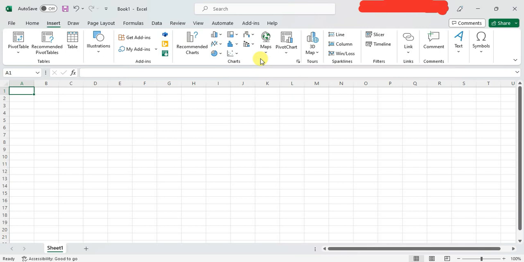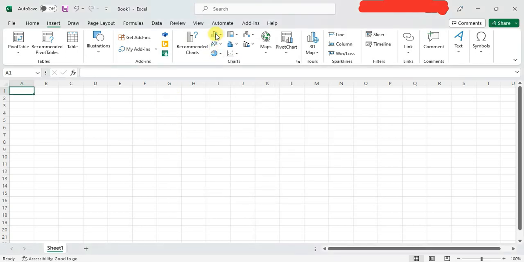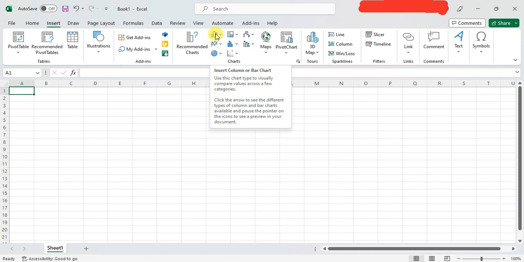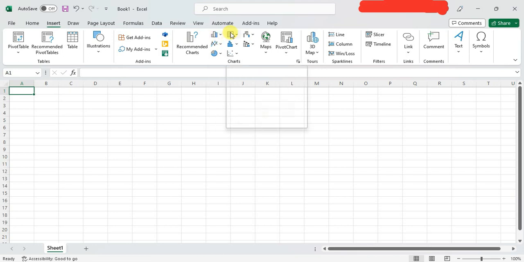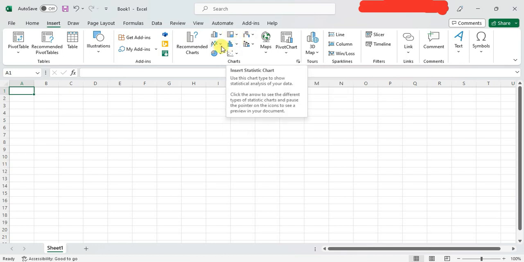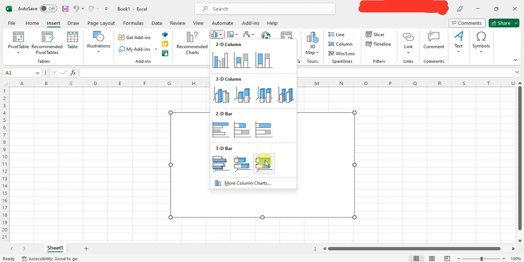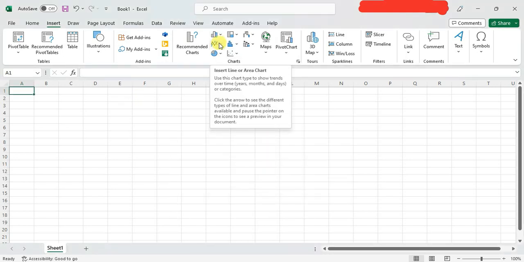Now, let's talk about types of charts you can create in Ms. Excel. In Microsoft Excel, you can create various types of charts to visually represent data and trends. Here are some common types of charts you can create using Excel. Column chart. Column charts display data as vertical bars, making it easy to compare values across different categories. They are useful for showing changes over time or comparing values between different items. Bar chart. Similar to column charts, bar charts display data as horizontal bars. They are particularly effective when you want to compare values across categories that have long labels.